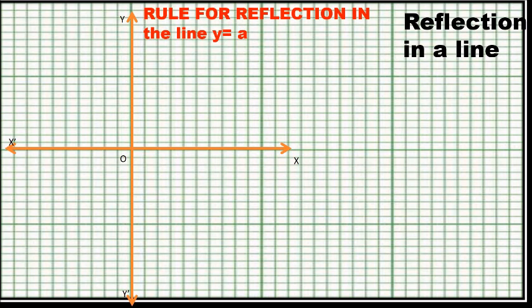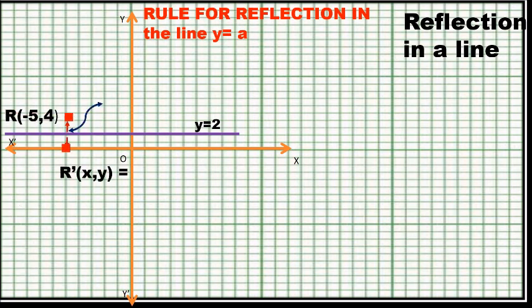We have come to the most important and difficult part to visualize, that is the reflection of a point in a line, say y is equal to a. Here I have taken the value of a as 2. So y is equal to 2 is a mirror line which acts as a perpendicular bisector of the line joining the object and its image.